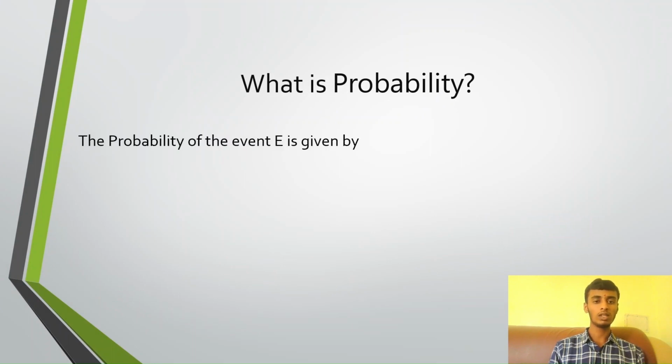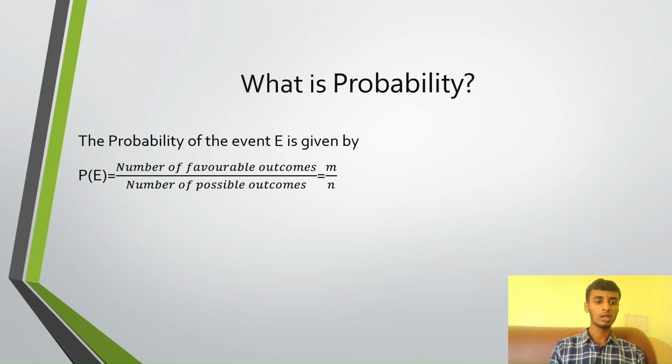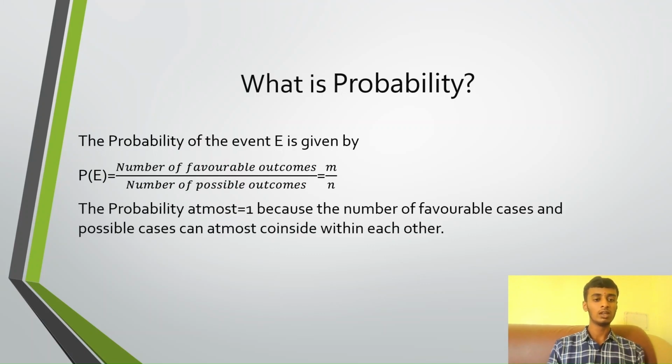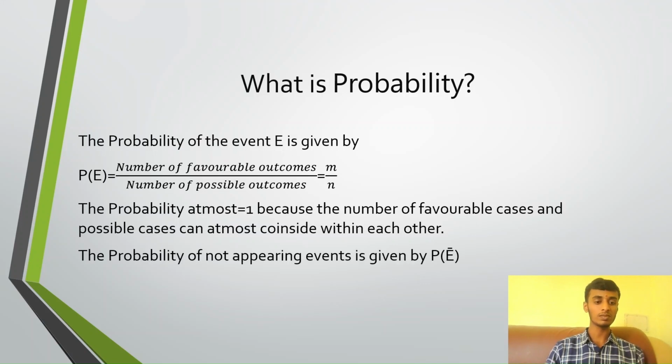As you know, the probability of the event E is given by P(E) equals the number of favorable outcomes by the number of possible outcomes, that is equal to m by n. The probability is at most equal to 1 because the number of favorable cases can at most be equal to the possible cases. The probability of the event not appearing is given by P(E bar) equals 1 minus P(E), as the sum of the probabilities of favorable and unfavorable conditions is equal to 1.